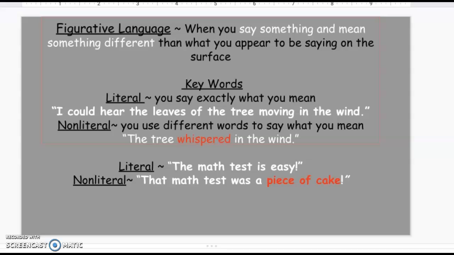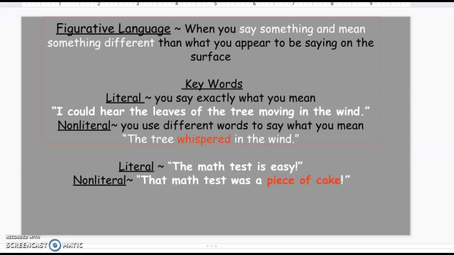First, if you remember, Miss Anderson went over figurative language. What is it? When you say something and mean something different than what you appear to be saying on the surface. Keywords: literal. You say exactly what you mean. I could hear the leaves of the tree moving in the wind. So you're listening to the leaves moving in the wind. That's literal. Non-literal. You use different words to say what you mean. The tree whispered in the wind.